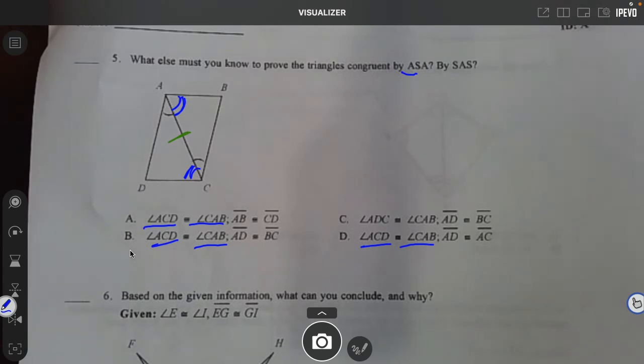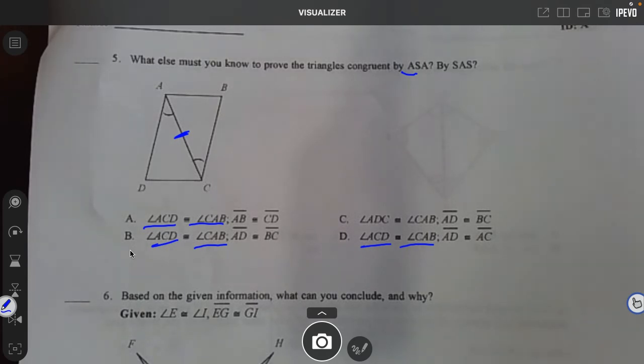But now let me find my other problem. It says side, angle, side. So let's erase this. I know this side is congruent to itself, and then I have the angle next to it. So what's the other side that I need?